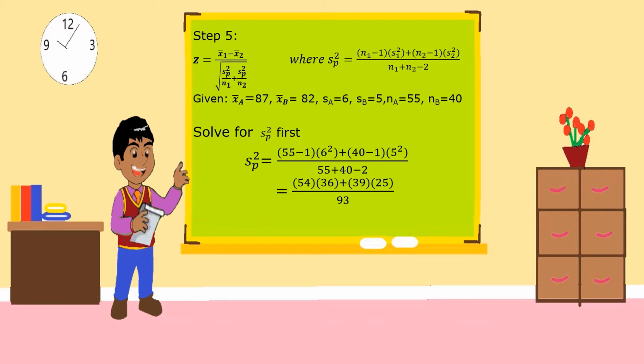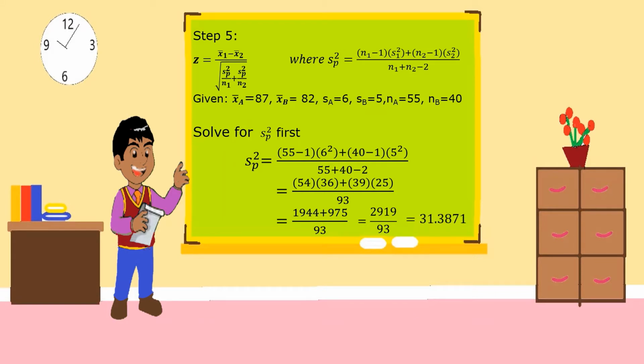Simplifying, 55 minus 1 is 54, the square of 6 is 36, 40 minus 1 is 39, and the square of 5 is 25. Divided by, so 55 plus 40 is 95 minus 2, 93. So now we have 54 times 36 is 1,944, and 39 times 25 is 975. So our numerator is 1,944 plus 975 all over 93. So we have here 2,919 all over 93.